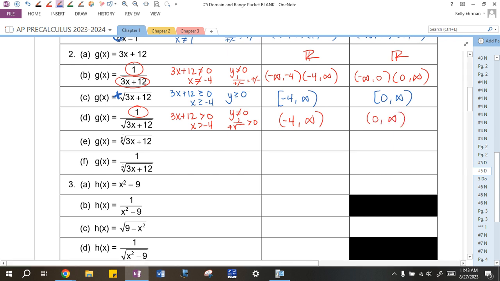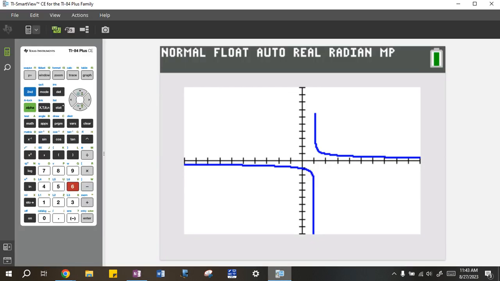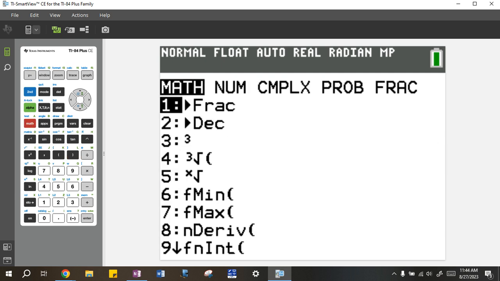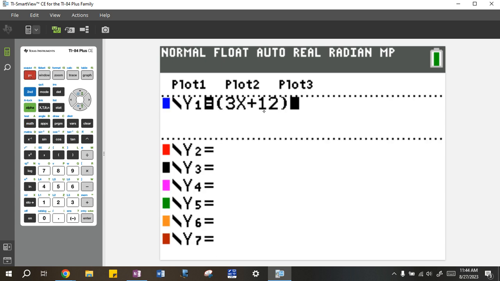For part E, we have an odd root. Odd roots have no restrictions, and their graphs go on forever. I'll just show you this one too. So this was 3x plus 12. There might be a way to do a fifth root. I think there is an nth root. Yeah, right here you could, but I think it's just easier to say to the 1/5 power.